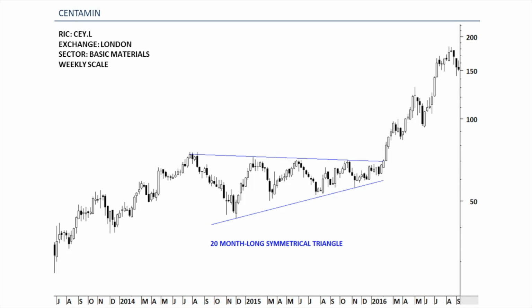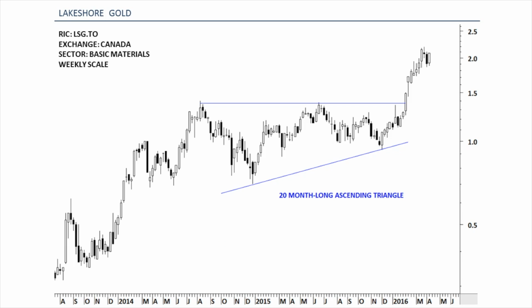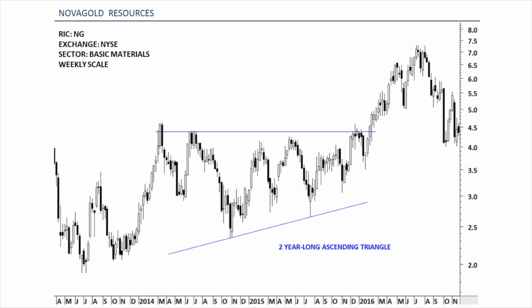Centamin formed a 20-month-long symmetrical triangle, and the breakout from the chart pattern offered great long-term opportunity. Symmetrical triangle was a continuation chart pattern. Lakeshore Gold completed a 20-month-long bullish ascending triangle that acted as a continuation chart pattern. The horizontal boundary was well defined and tested several times before the breakout took place. The stock was delisted in the first quarter of 2016. NovaGold Resources completed a 2-year-long ascending triangle in the beginning of 2016. The breakout came after several tests of the strong horizontal boundary.